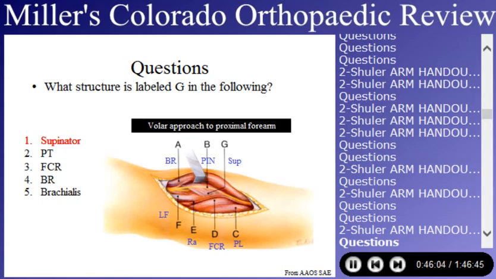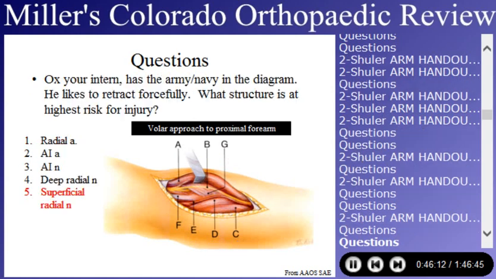Brachioradialis, don't forget, they love retraction questions. If you retract too hard on brachioradialis, you get the superficial branch of the radial nerve. Our intern right there, Army, Navy in the diagram, is pulling too dang hard. What structure is the highest risk for injury? Superficial radial nerve underneath the brachioradialis.